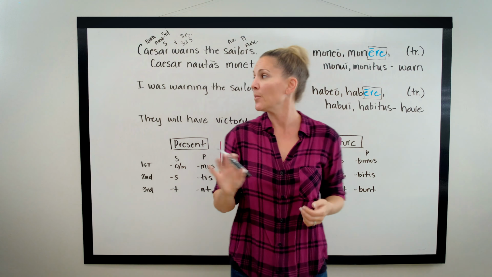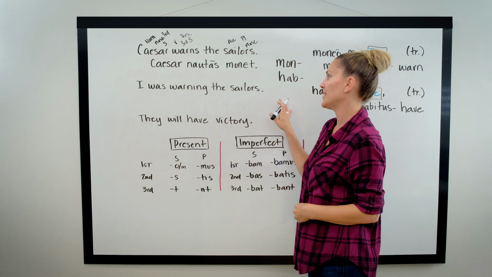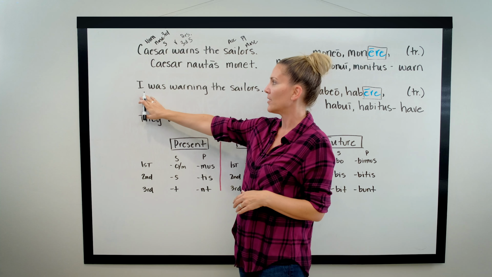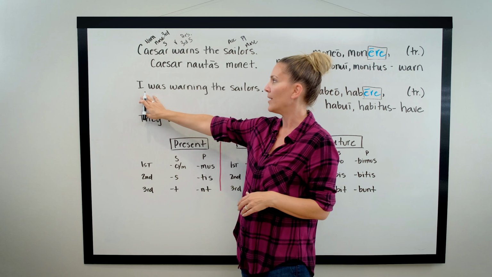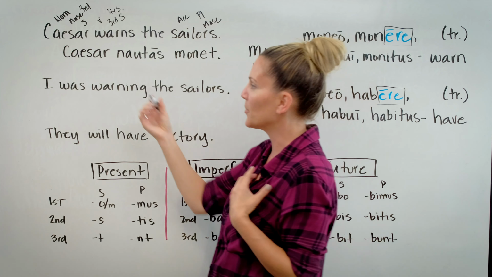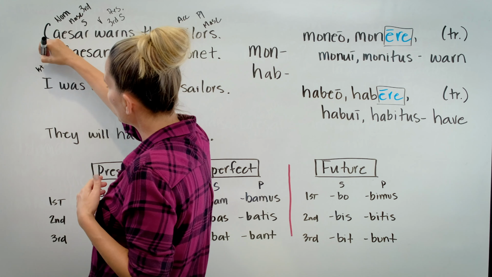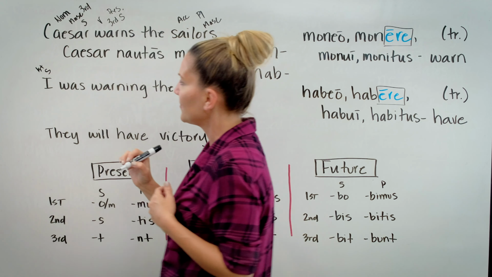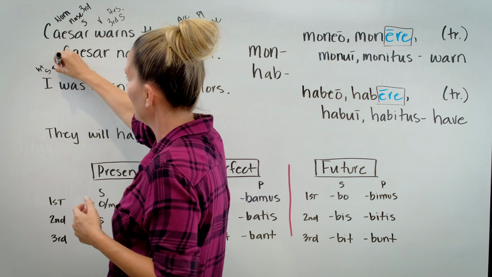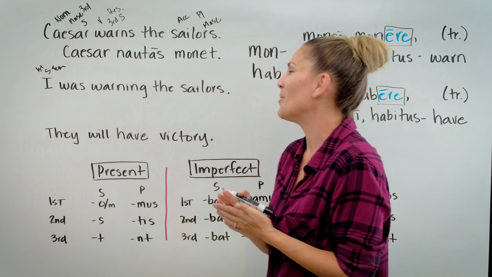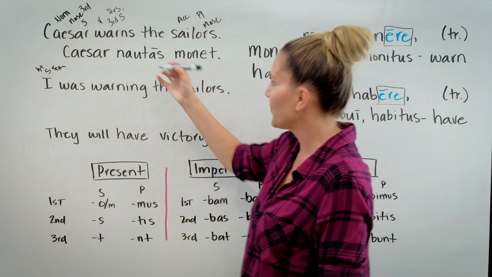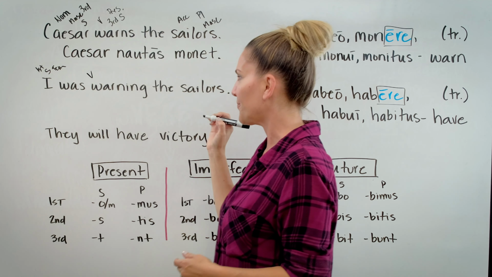So let's look at the second one here. I was warning the sailors. So now instead of a third person singular subject, we have what? First person singular subject. So who or what is the sentence about? It's about me. I'm doing the warning. So I have first person singular. I happen to be a woman, so I am feminine. What am I doing or being? I'm warning. So here's my verb.